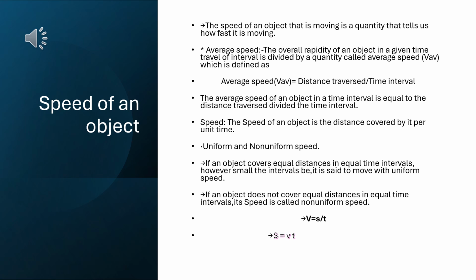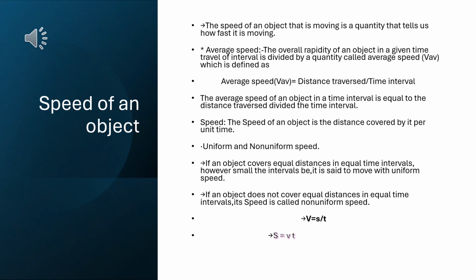Speed of an object. The speed of an object that is moving is a quantity that tells us how fast it is moving. Average speed: the overall rapidity of an object in a given time interval is described by a quantity called average speed, which is defined as average speed equals distance traversed divided by time interval. The average speed of an object in a time interval is equal to the distance traversed divided by the time interval. Speed: the speed of an object is the distance covered by it per unit time.